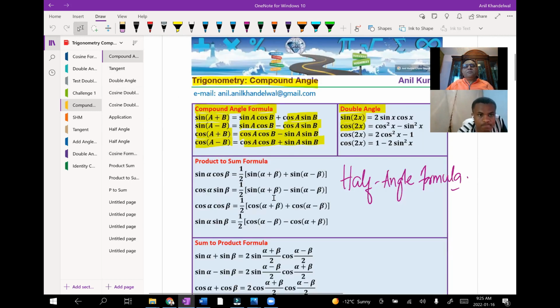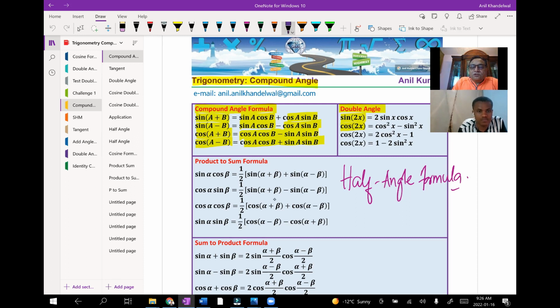So here we began with the compound angle formulas: sine A plus B equals sine A cos B plus cos A sine B. Sine A minus B is sine A cos B minus cos A sine B. Cos A plus B is cos A cos B minus sine A sine B. Cos A minus B is cos A cos B plus sine A sine B. From there, we derive the double angle formulas listed here. Sine 2x equals 2 sine x cos x, cos 2x equals cos square x minus sine square x, and the cos 2x formula could have been written in many different forms.